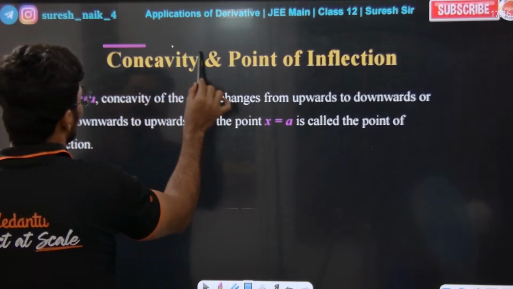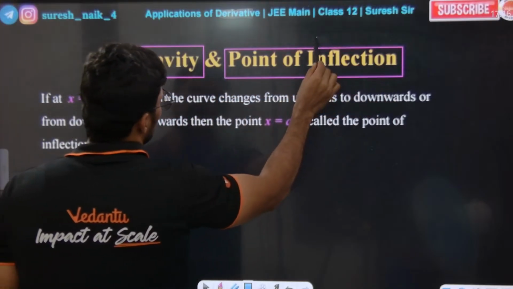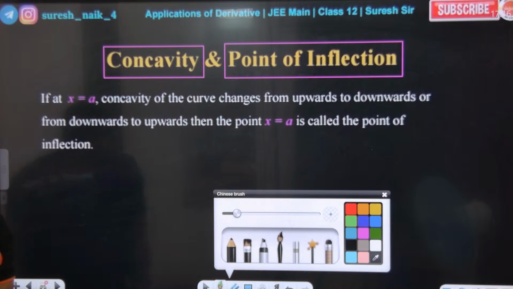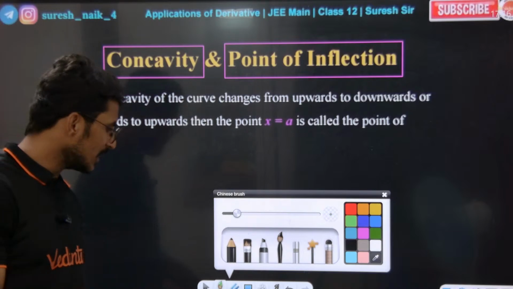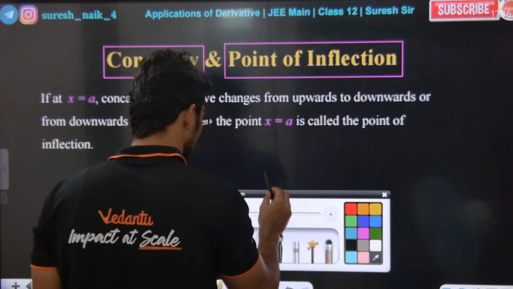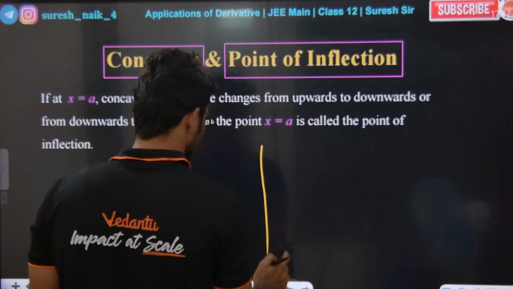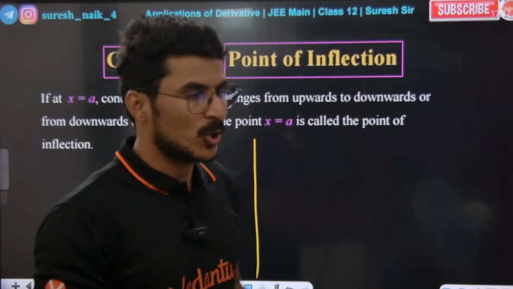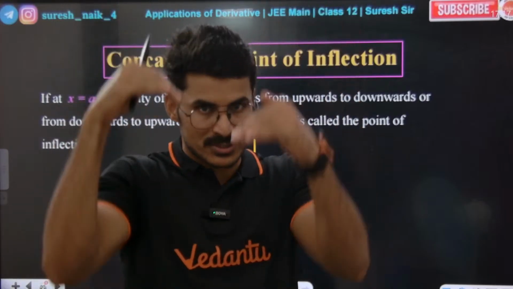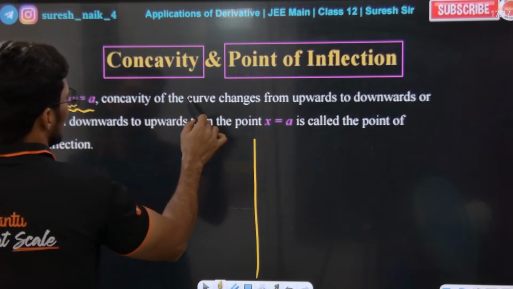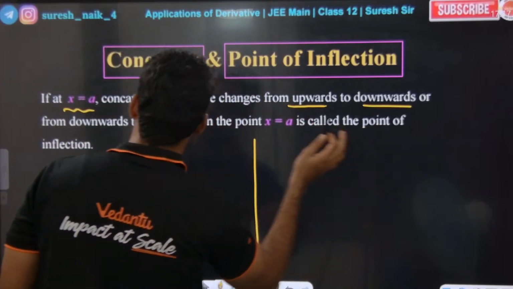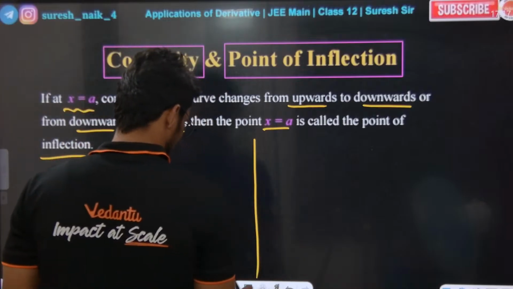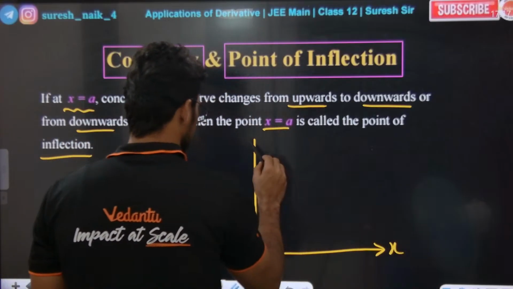Now, what is concavity and point of inflection? Let me talk about any function, say one rough graph. Concavity upward, concavity downward. You know the meaning of concavity, opening upward, towards up, towards down. If at x equal to a the concavity of the curve changes from upward to downward or downward to upward, then x equal to a is a point of inflection. Don't worry, I'm here to explain everything in detail. This is the x-axis, this is the y-axis.